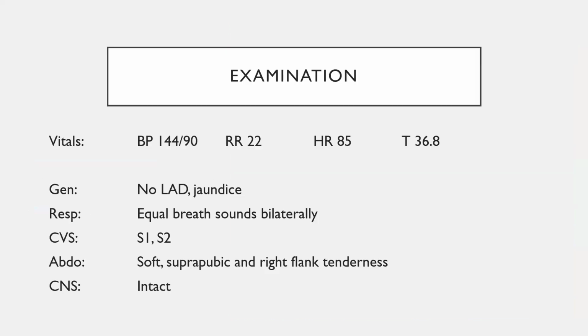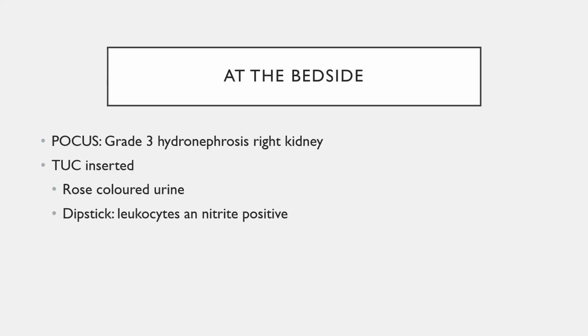And on examination, essentially normal vitals, no lymph nodes, no jaundice, good breath sounds bilaterally, normal cardiovascular, but she did have this suprapubic and right flank tenderness, but her abdomen was otherwise soft. So as our ED friends love to do, a POCUS was done, and they found a grade 3 hydronephrosis in the right kidney. They had inserted a transurethral catheter, and they found some rose-colored urine. And they had done a dipstick on this urine, and nitrites and leukocytes were both positive.